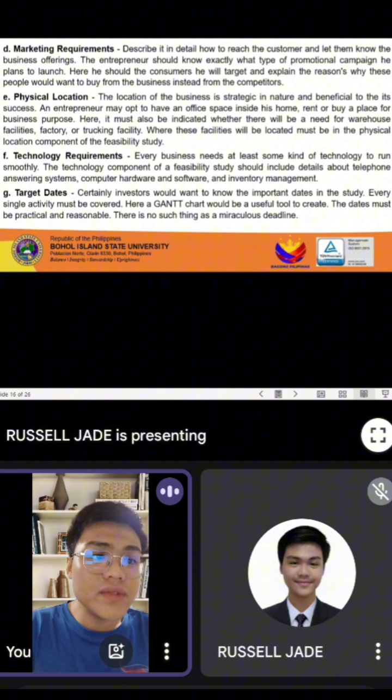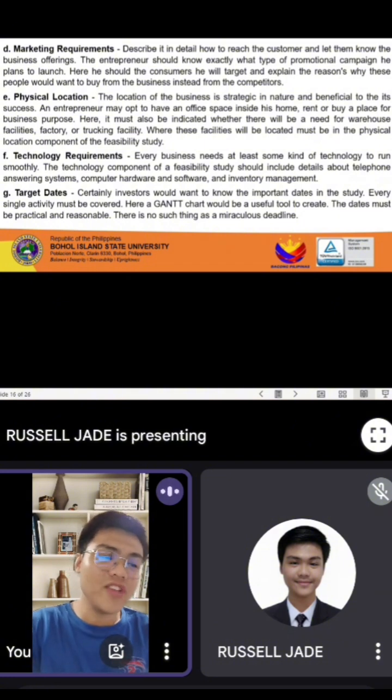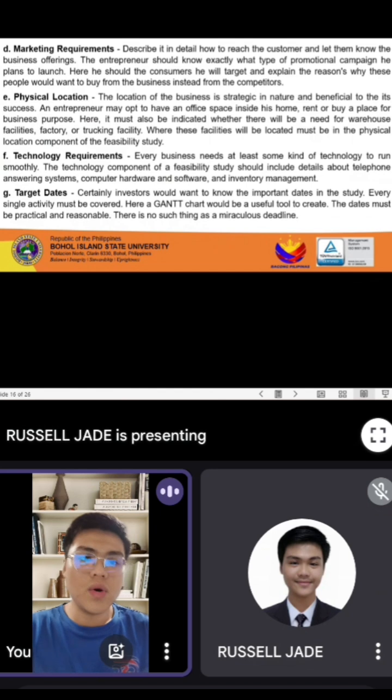The location of the business is strategic in nature and beneficial to its success. So, an entrepreneur may opt to have an office space inside his home, or rent or buy a place for business purposes. So, here it must also be indicated whether there will be a need for a warehouse facility, factory, or trucking facility. So, where this facility will be located must be in the physical location component of the feasibility study.